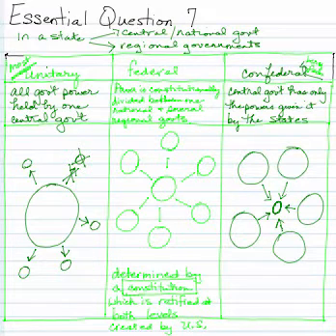This is part 2 of the lecture that addresses essential question number 7. We are discussing how government is organized differently in unitary, federal, and confederal systems. So we've discussed unitary systems where all government is held by one central government. All power is held by one central government.